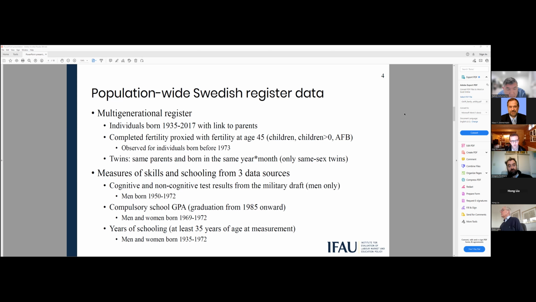And then we have compulsory school GPA, which is measured at around age 16. The draft scores are around age 18, 19. The compulsory school GPA is only available from 1985 and onwards, so we can only use a few cohorts for that measure, but it's available for both men and women. And then in terms of years of schooling, we can use a broad sample here, men and women born between 1935 and 1972. So that's the data we're working with.